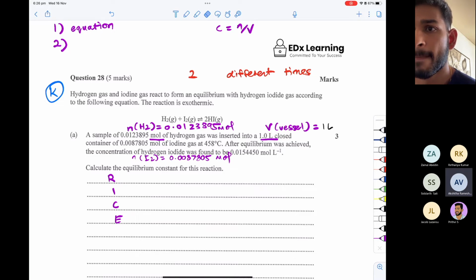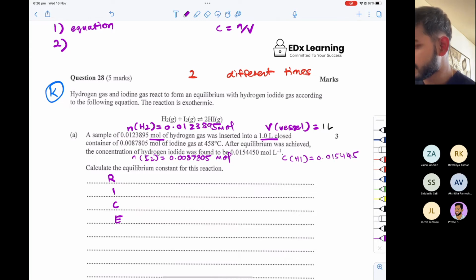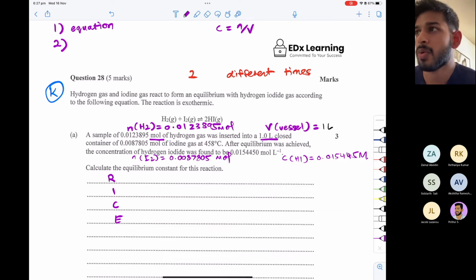Was it the concentration? So I want a letter. Very good. Good. Keep going. C of hydrogen iodide, which was 0.0154450. Good. Now, when you write this, you'll realize what Band 4, Band 3 students would struggle on with this question. They will sub in the N values into the rice table and the C values into the rice table, which won't work out. Jacob, when we're doing a rice table and when we're finding K, what units are we subbing in for products and reactants?